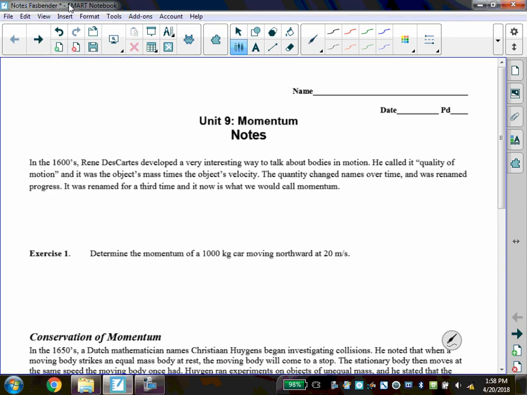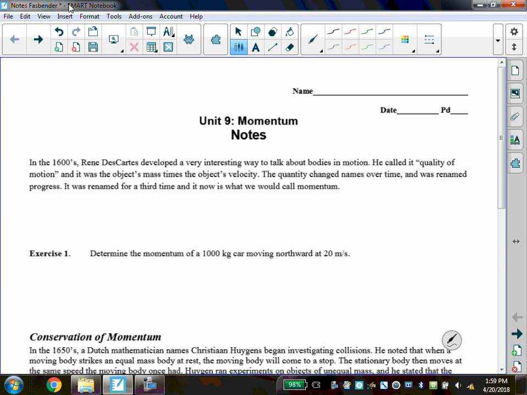In the 1600s, René Descartes developed a very interesting way to talk about bodies in motion. He called it quality of motion, and it was the object's mass times the object's velocity. That quantity has changed names over time. At one point, it was renamed progress, and then it was renamed a third time as momentum, and that's what we know it as today.